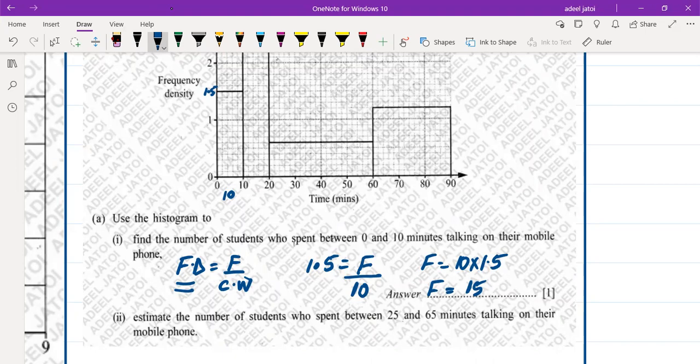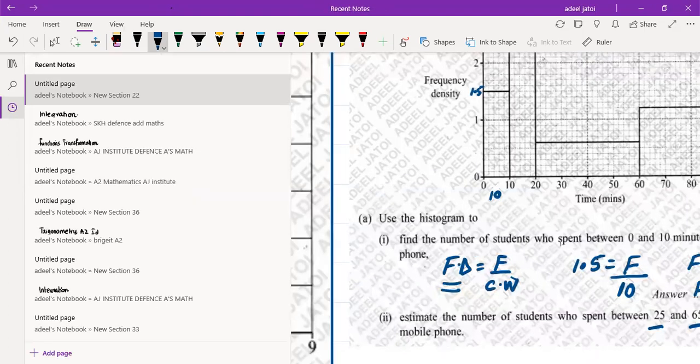Anyways, estimate the number of students who spent between 25 and 60 minutes talking on their mobile phone. Now, again, you need to understand that.